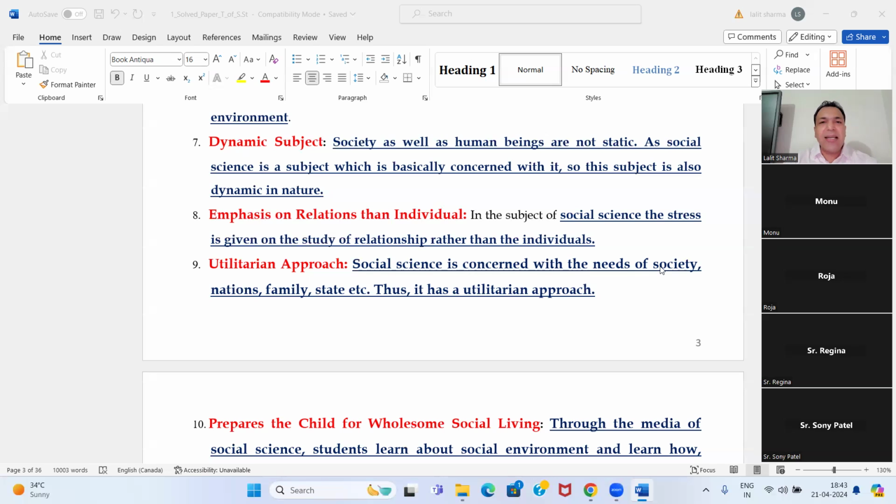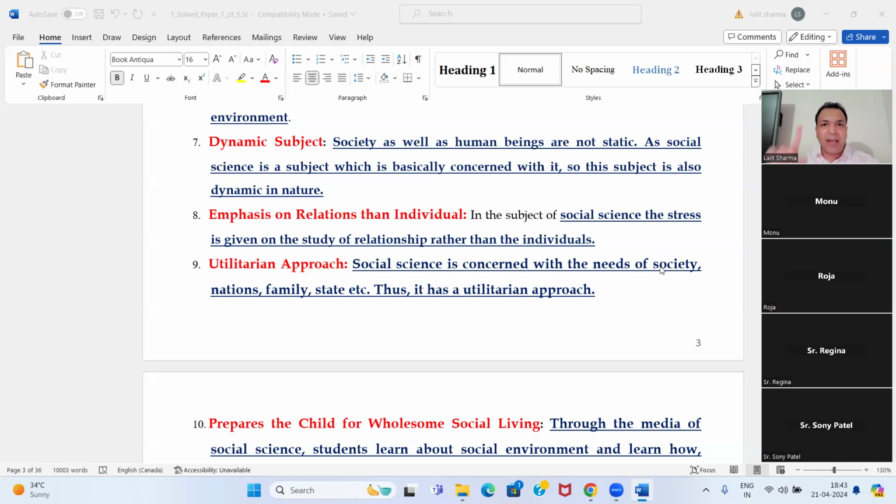Okay, utilitarian approach. Social science is concerned with the needs of society. What is the need of society? How do we come to know that? What does society demand? What would be the future? We will come to know that from the teaching of social science. Education is not a different thing. Whatever society demands, that demand becomes the subject.